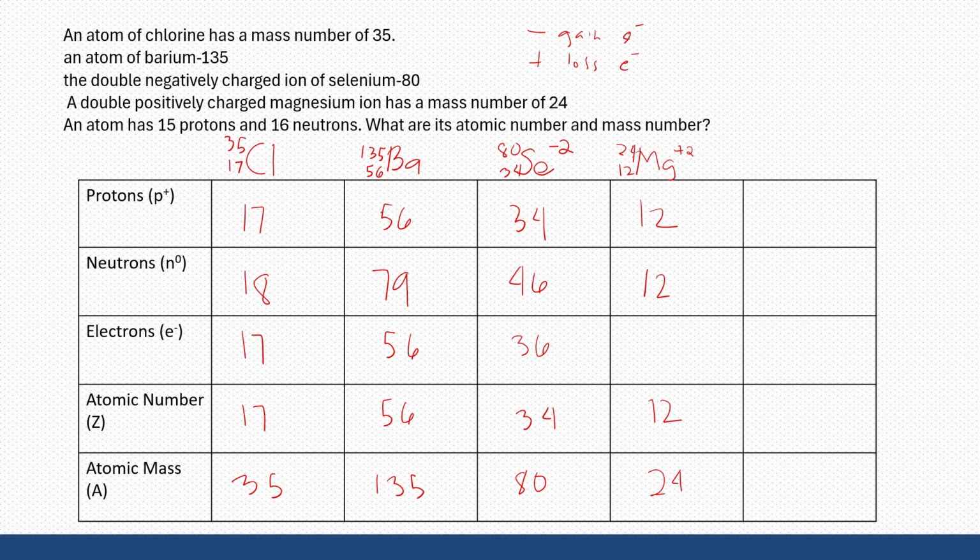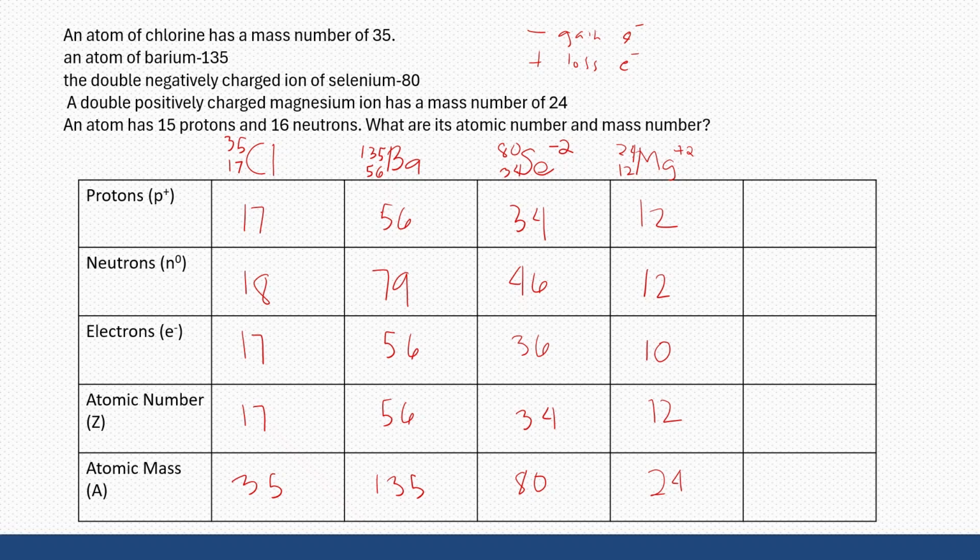Okay? Now, for the number of electrons, since the charge is positive, meaning we lost electrons. And how many electrons did we lose? We lost 2. Now, since we have 12 protons, 12 minus 2, we now have 10 electrons. Okay?